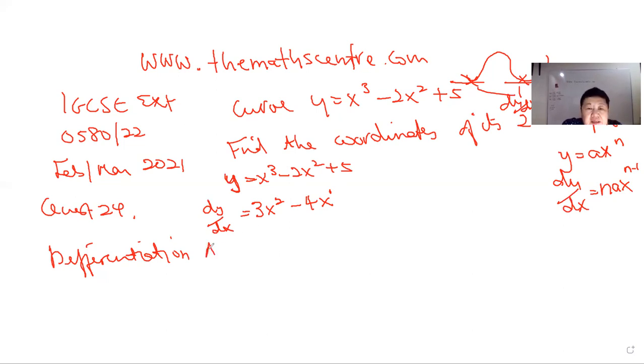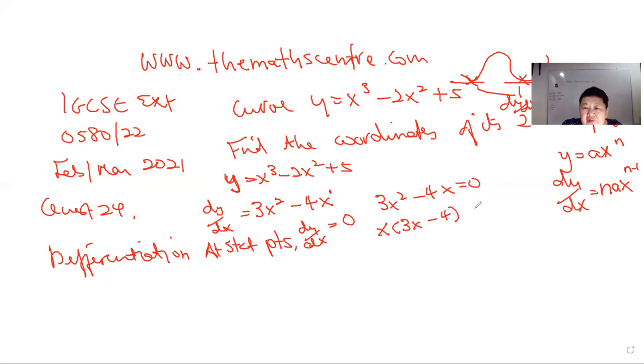So therefore, at stationary points, remember, I just said it, dy dx is 0. Hence, 3x squared minus 4x is 0. And what do we do? I take out x as a common factor, leaving behind 3x minus 4. So x, open bracket, 3x minus 4 equals 0. This x is a common factor to both 3x squared and minus 4x. Hence, it's like a times b equals 0: a is 0 or b is 0. Hence, x is 0, or 3x minus 4 is 0, therefore x is 4 over 3.